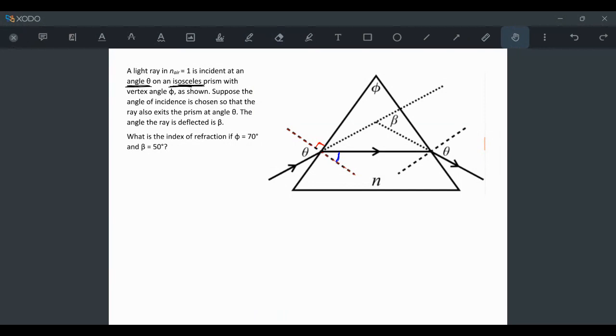And if you look at its original trajectory, which is this dotted line here to the right, the resultant beam is deflected by some angle beta. That's the amount it's changed path from the original trajectory. We are asked to find the index of refraction of this prism, given a couple of the angles: phi is 70, beta is 50.